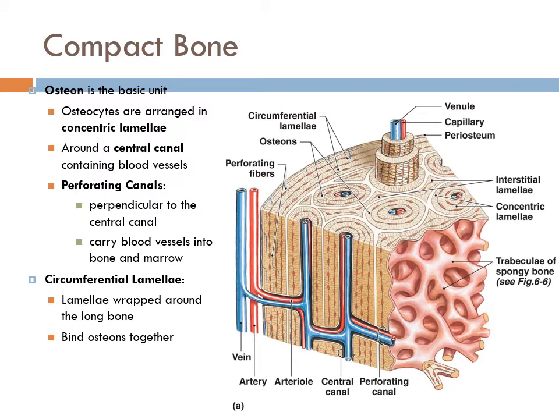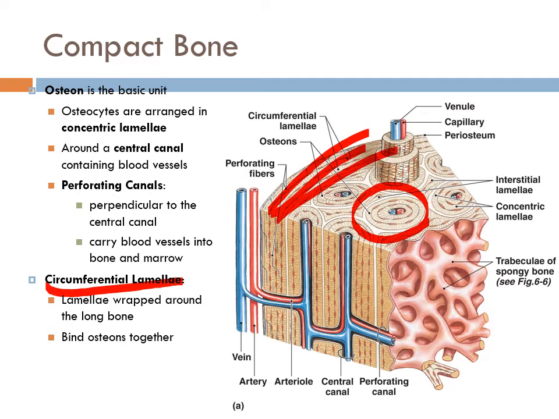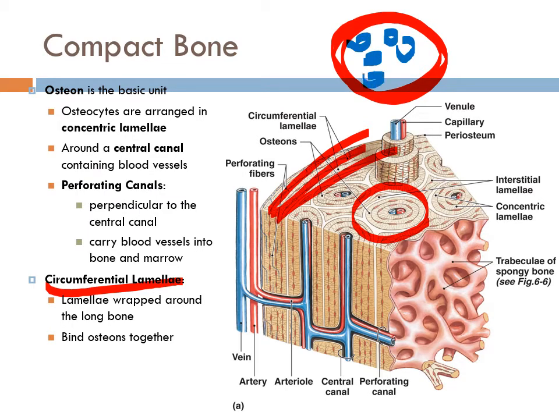So we talked about concentric lamellae being the layers of the actual osteon surrounding the central canal. And then we also have circumferential lamellae, which are these layers that wrap around the outside of the entire bone. So when you're looking at the entire bone here, you've got circumferential lamellae around the outside, and then concentric lamellae making up the individual osteons, like that. So you have concentric lamellae and circumferential lamellae.